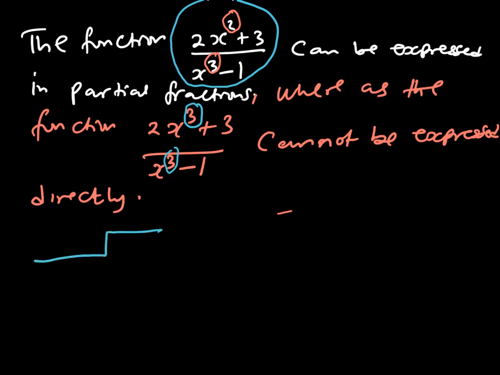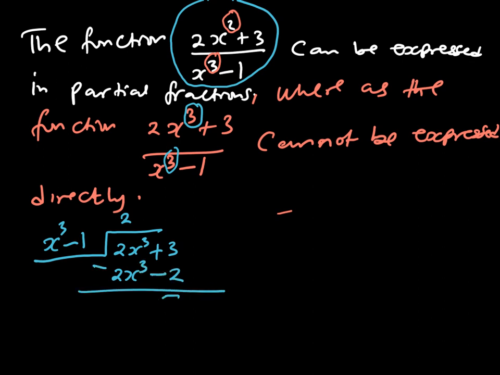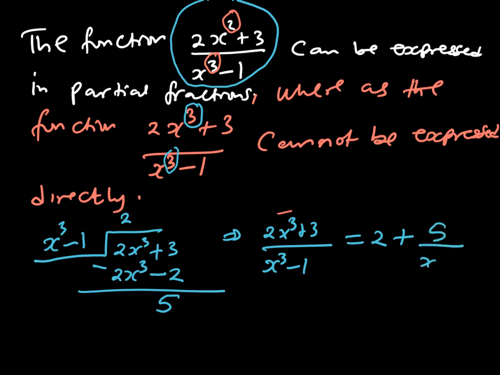We have to get 2x cubed plus 3 out of x cubed minus 1. Then you get a 2. Then this will be 2x cubed minus 2. So if you subtract it, you end up with the 5. Now, it will mean that 2x cubed plus 3 over x cubed minus 1 is equal to 2 plus 5 over x cubed minus 1.